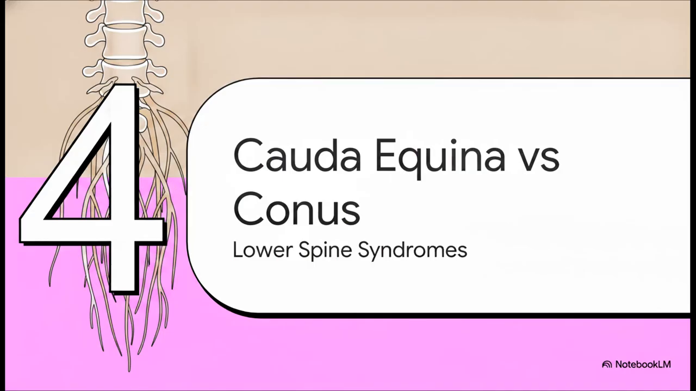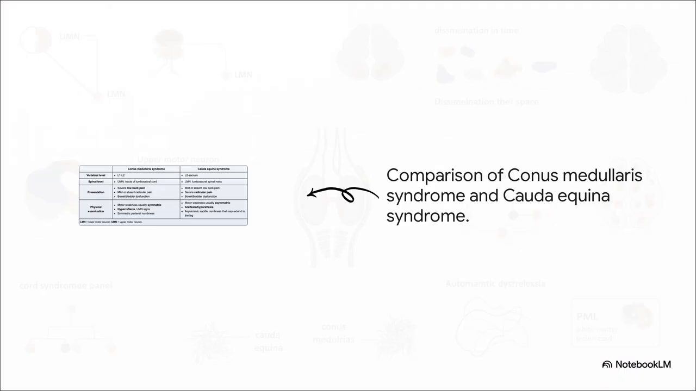Section 4. Cauda equina versus conus medullaris. Both of these are bad news and require an emergent MRI and surgical decompression within 24 to 48 hours to prevent permanent damage. But figuring out which is which depends on checking reflex symmetry and pain severity.